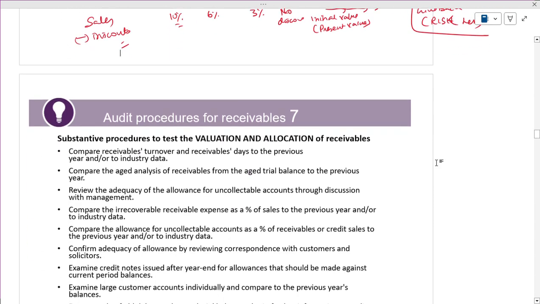What is it in terms of valuation? Compare receivables turnover and receivables days to the previous year or the industry data. Compare aged receivables from the aged trial balance to the previous. What is the aged receivables current year and what is the aged receivables previous year? How much do you have to make the allowance for uncollectible? What is the percentage of allowances?